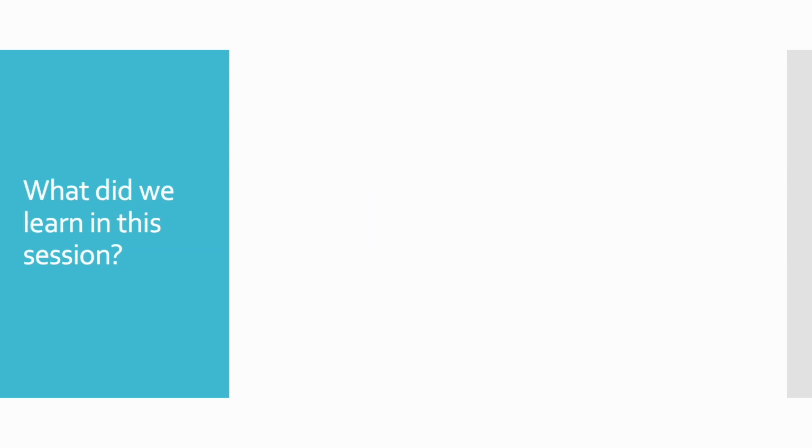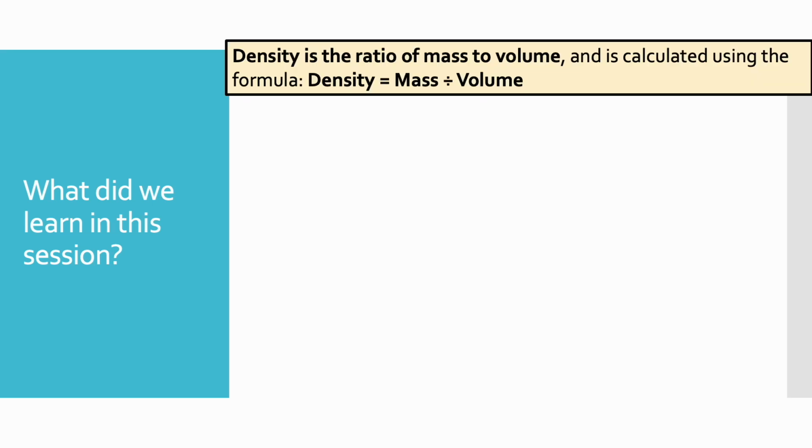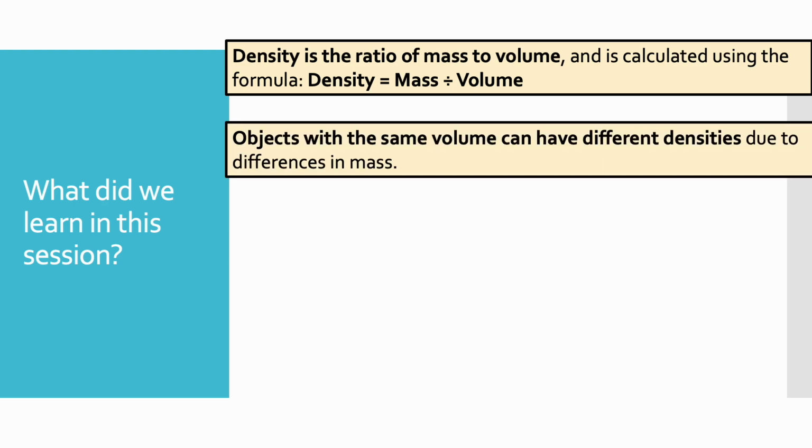So before we end today's session, let's quickly review the important things we learned about density. Density is the ratio of mass to volume. We use the formula density equals mass divided by volume. This formula helps us compare how tightly packed matter is in different substances. Objects with the same volume can have different densities. Why? Because they might have different masses.